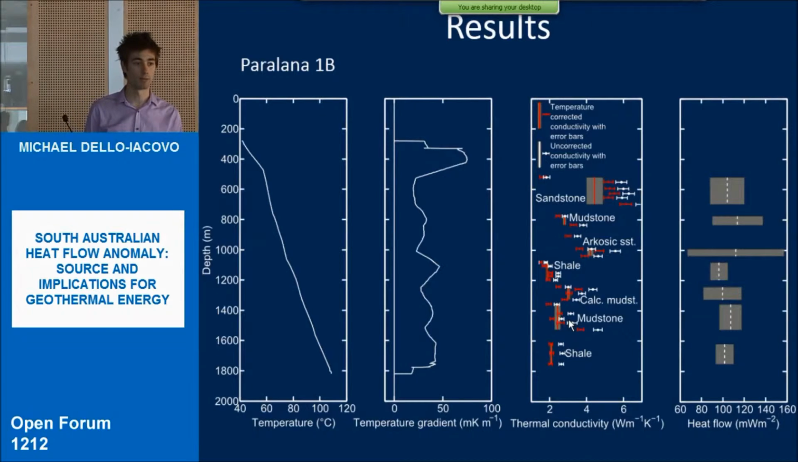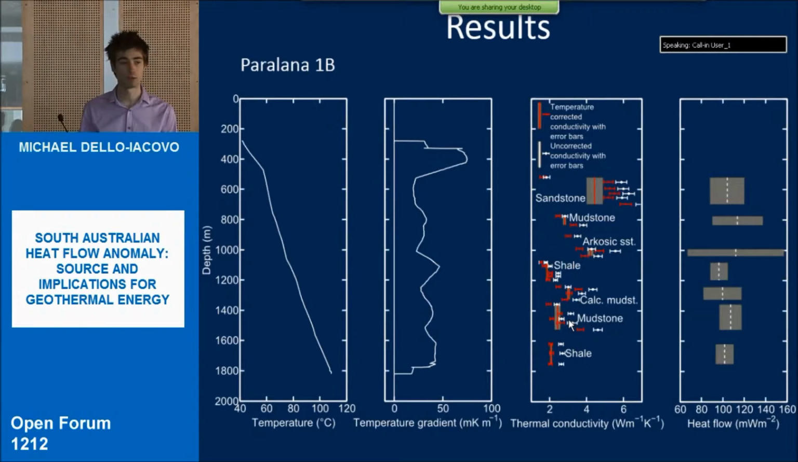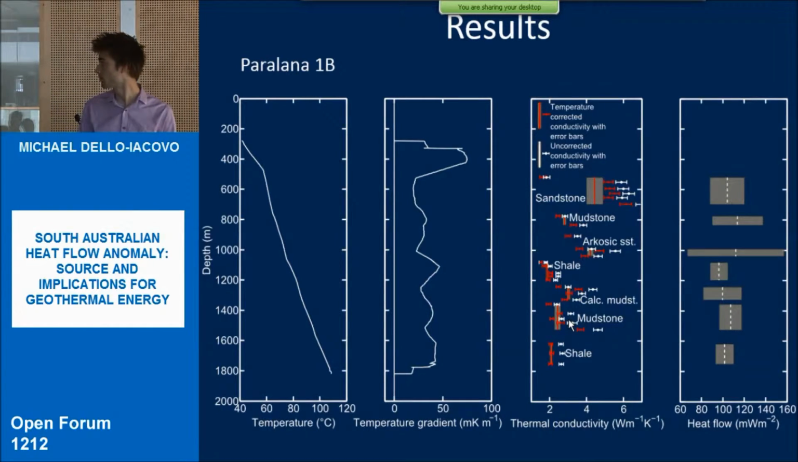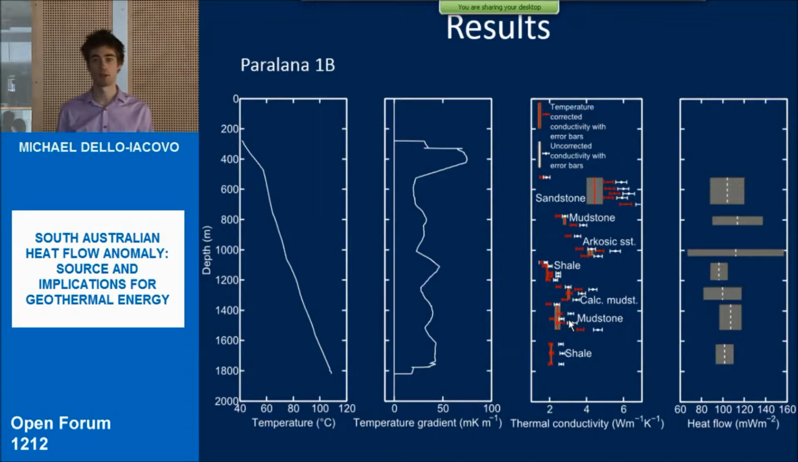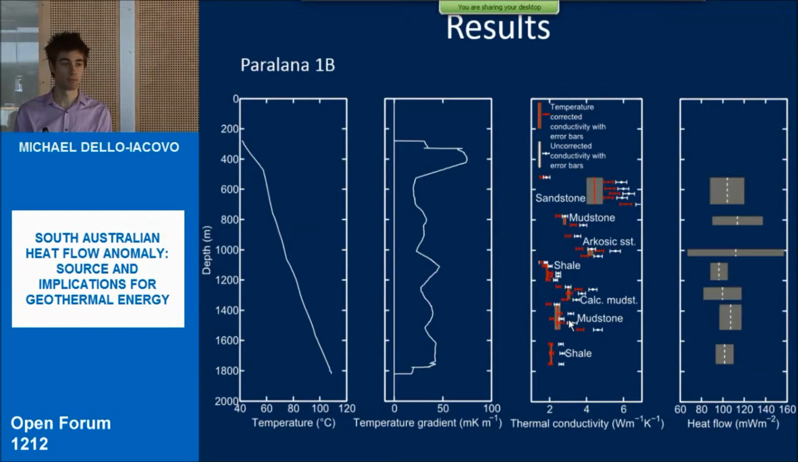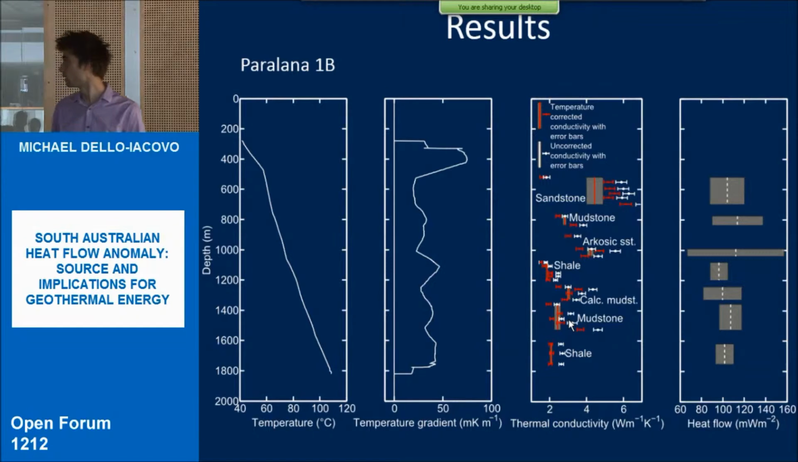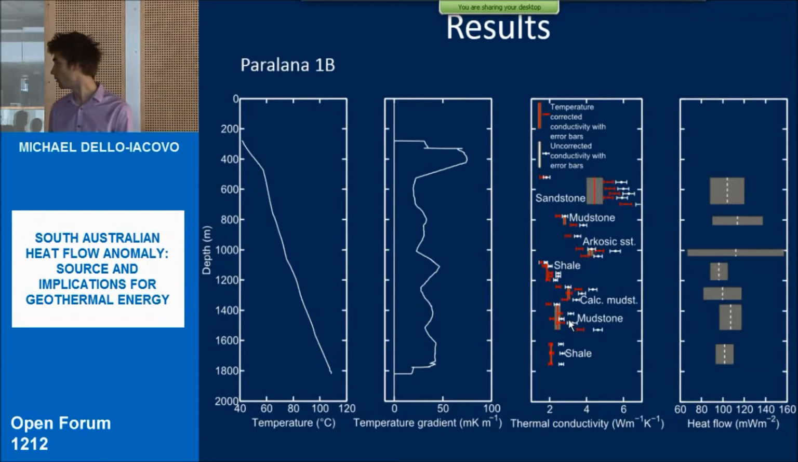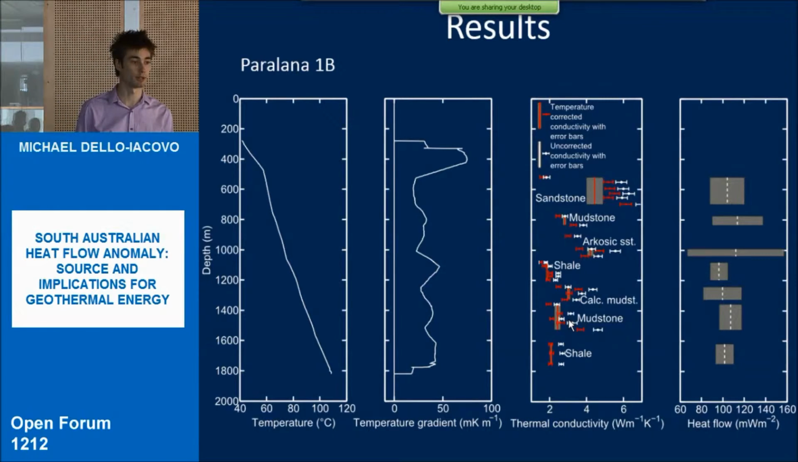This is for the Paralana 1B drill hole. From left to right we've got the temperature versus depth, the temperature gradient versus depth, thermal conductivity and the heat flow. For thermal conductivity and heat flow we've taken the mean for individual stratigraphic packages. The white measurements in the thermal conductivity plot, with their respective error bars, are the uncertainty for the heat flow measurements.